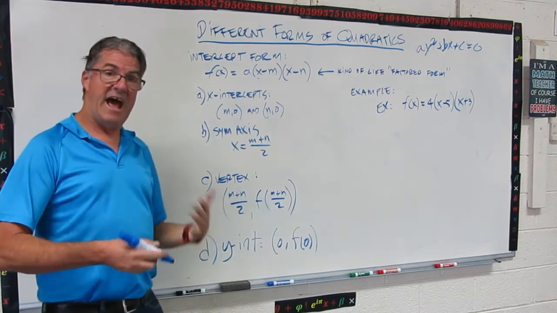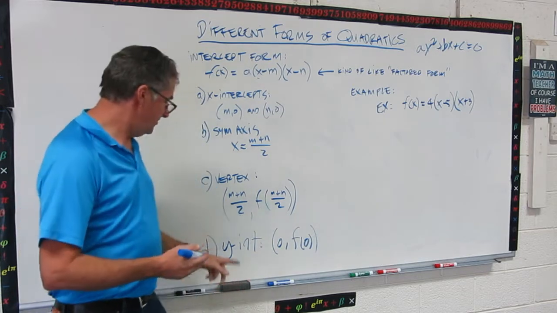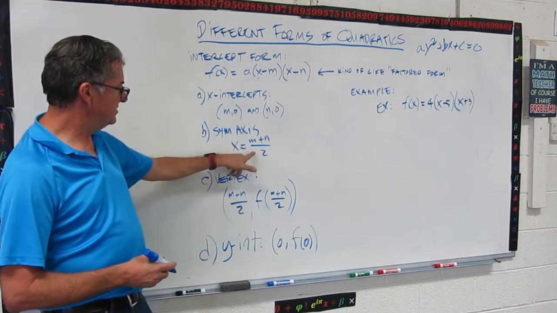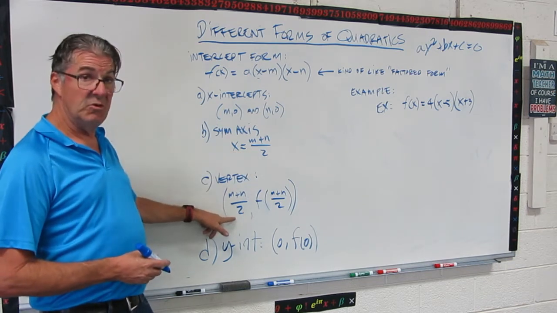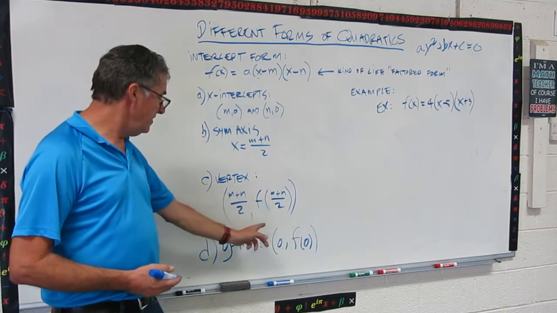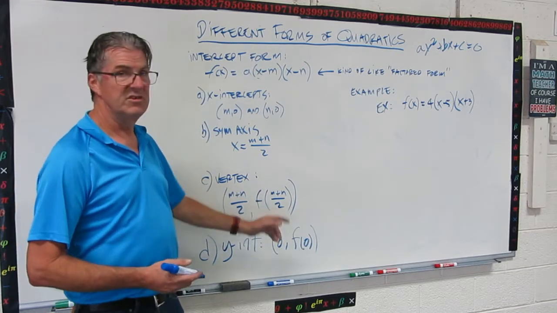Now, your vertex happens on the symmetry axis, so the x-coordinate of the vertex is just (m plus n) over 2, which is the symmetry axis. And then to get the y-coordinate, you just plug the x-coordinate into the function to get the y. So that's f of (m plus n) over 2.